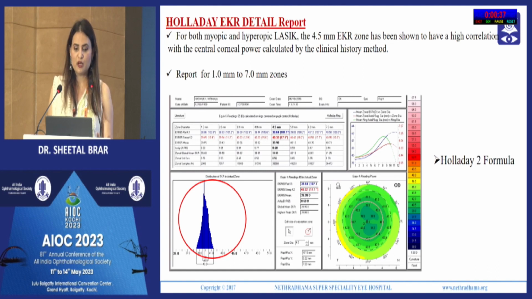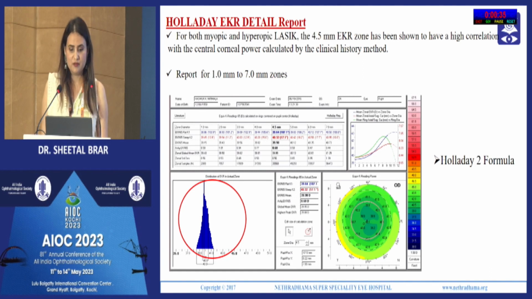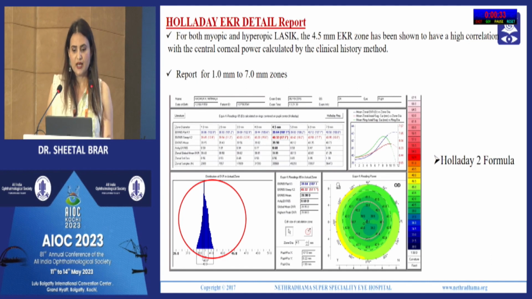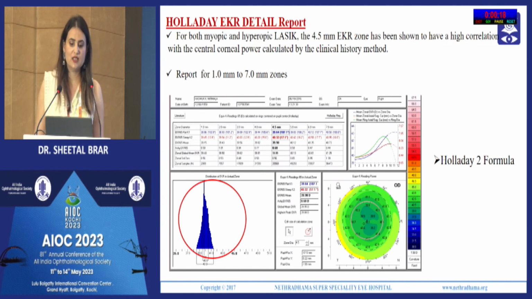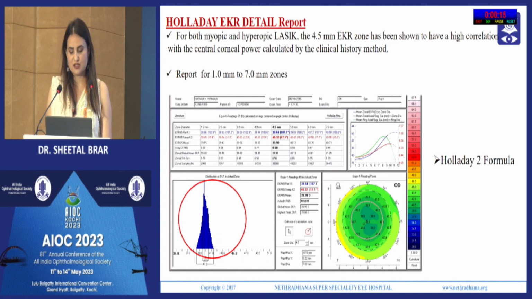And then we also have the Holladay EKR detailed report, which is available in the Pentacam. For both post myopic and hyperopic LASIK eyes, you can use this report, and you can use the 4.5 millimeter EKR zone K values, which are shown here in the middle. These values have been shown to have high correlation with the central corneal power calculated with the clinical history method. I said the clinical history method is still considered the gold standard. So these values in this zone correspond with this method. So this zone is selected for K values.